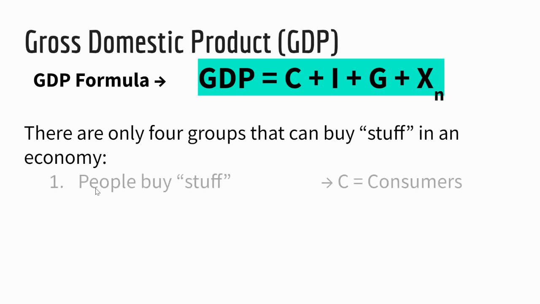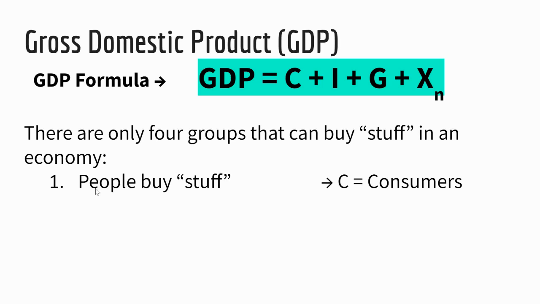The first one, C, is our consumers. People buy stuff, everyday people. So anything that you buy, that your parents buy, that the household that you live in buys, whether it's food to eat, clothes to wear, the electricity for your house, the internet that you're going to use, the haircut that you're going to receive, that's all under the category of consumption.